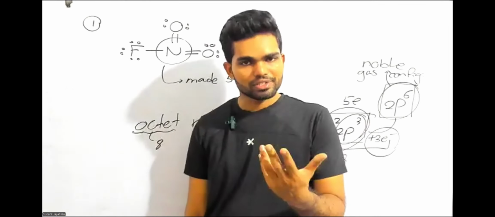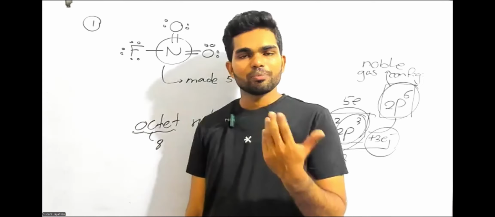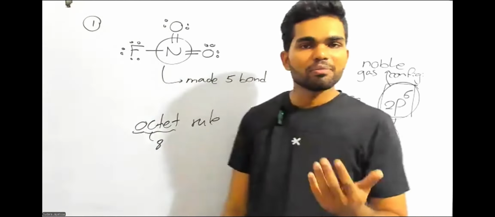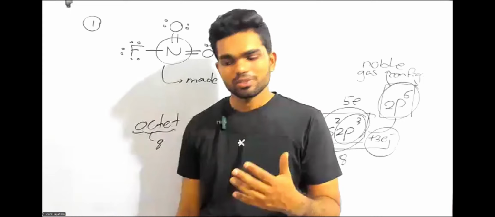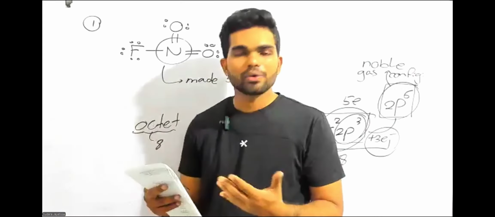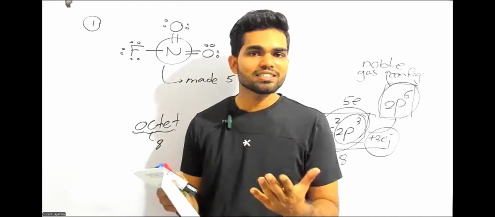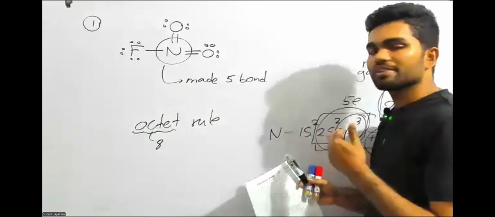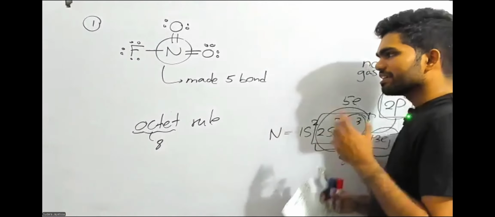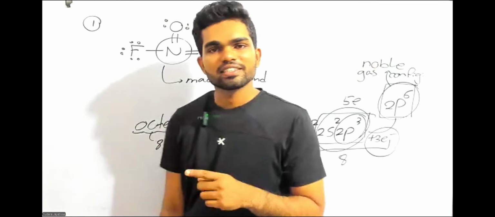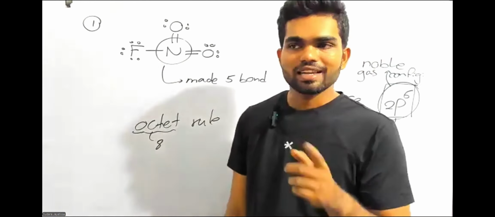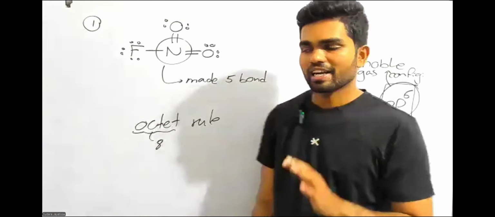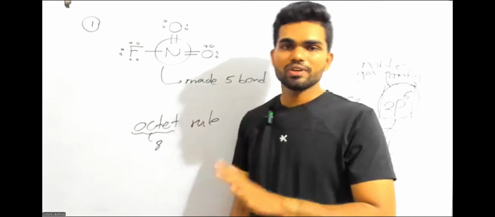So the purpose of making bonds is actually to attain a noble gas, or stable, electronic configuration. Nitrogen, carbon, oxygen, phosphorus, all these elements achieve the noble gas configuration by completing their octet. Understand? That is what we call the octet rule. Here, our nitrogen must follow the octet rule, so nitrogen can't keep more or less than 8 electrons. Nitrogen must keep 8 electrons, no more, no less.